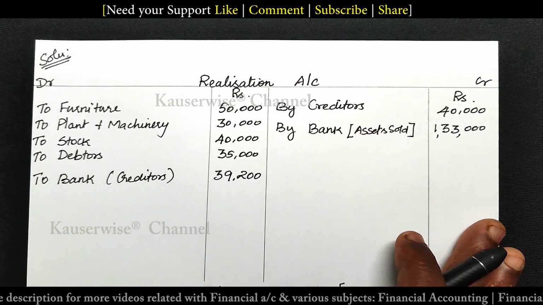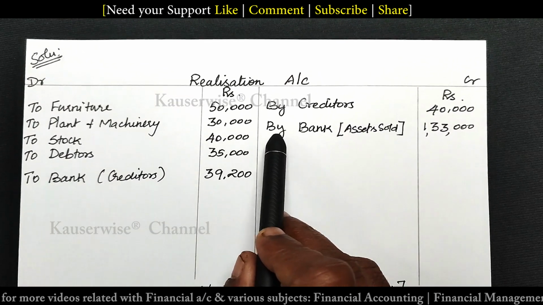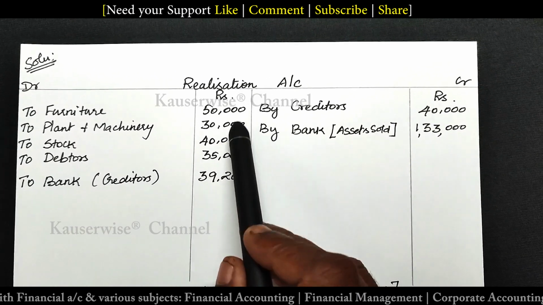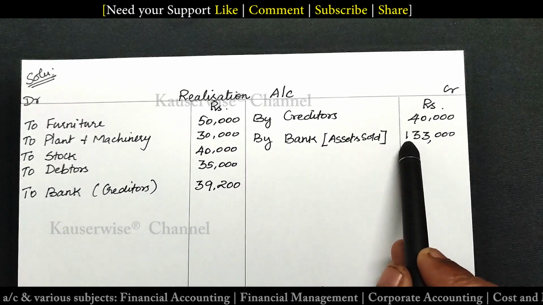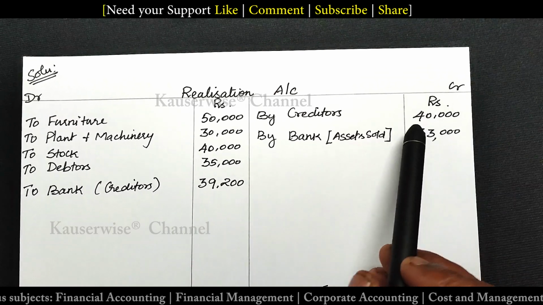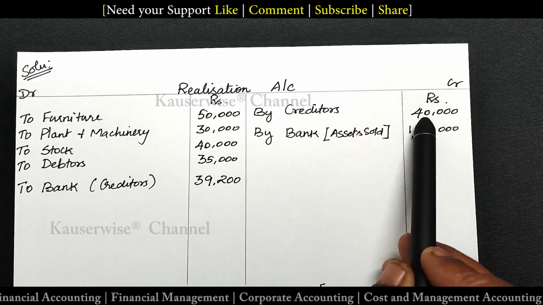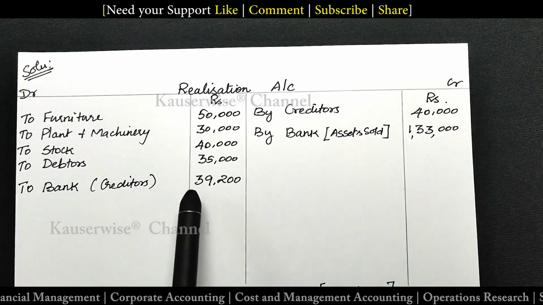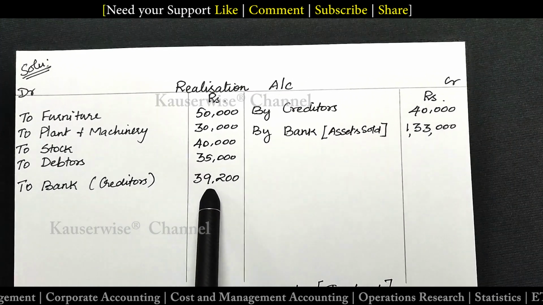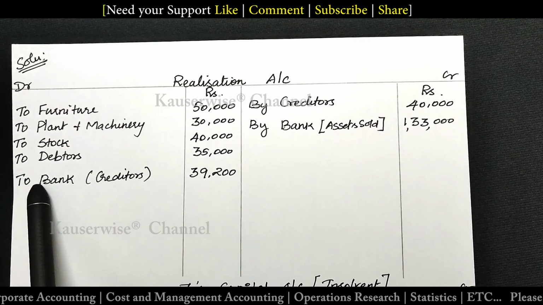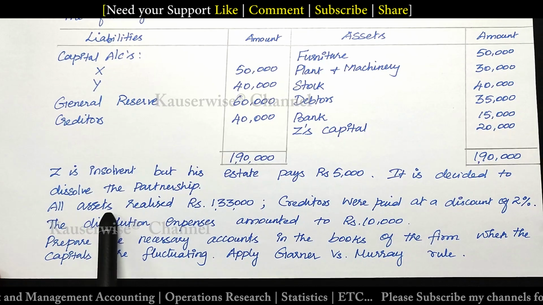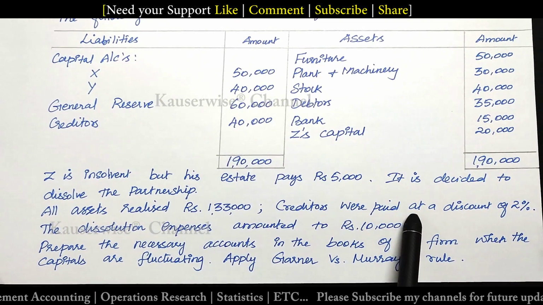See the realization account. We have entered the total assets realized for how much? 1,33,000. So these are the total assets realized for 1,33,000. And how much amount do we have to pay? 40,000, and they have allowed a 2% discount. So after subtracting 2%, the remaining is 39,200, payment made to creditors through bank. We have entered all assets realized and creditors paid off.